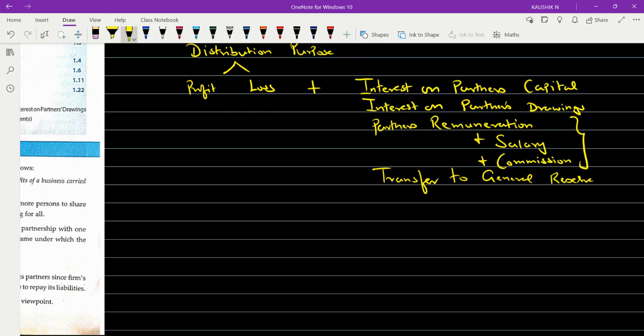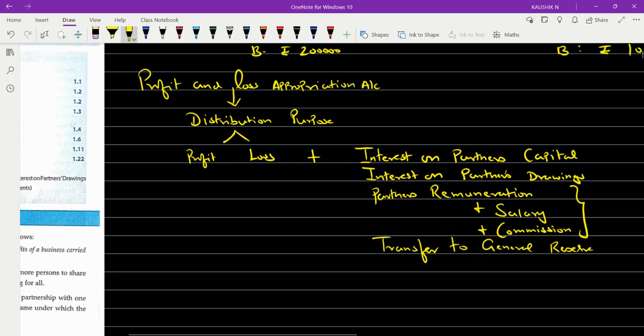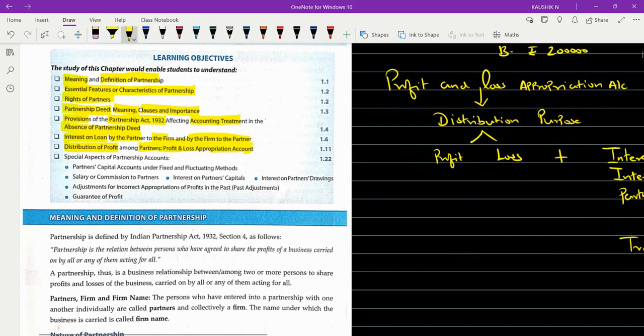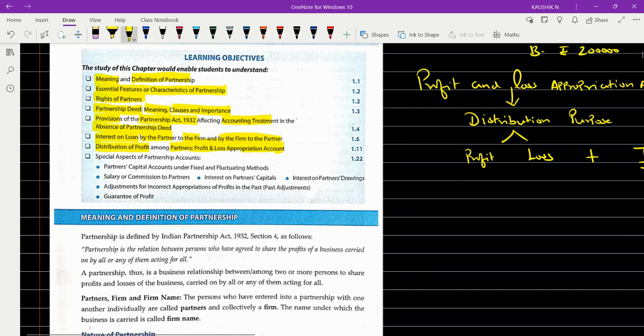So the profit and loss appropriation account is not only meant for distribution of profit or loss. In addition, the various other items forming part of it are interest on partners' capital, interest on partners' drawings, partners' remuneration, which includes salary or commission or even both, and then the amount transferred to general reserve. All these are items which will be distributed among the partners. For the distribution purpose, we prepare an account called the profit and loss appropriation account. Any doubt so far?